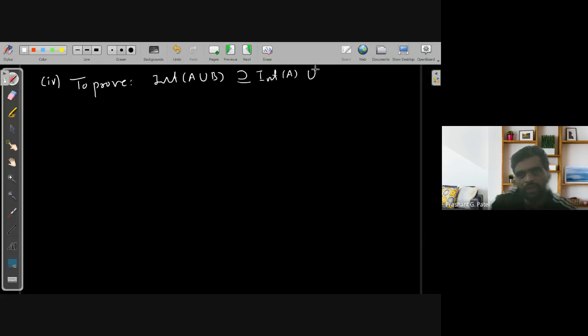So let us prove that statement, the fourth one. What you need to prove is this: interior of A union B is a superset of interior of A union interior of B. So ultimately I have to show that this is a subset of this. If I want to show that two sets are subsets of each other, then I will put some point here, and show that that point will be in this.